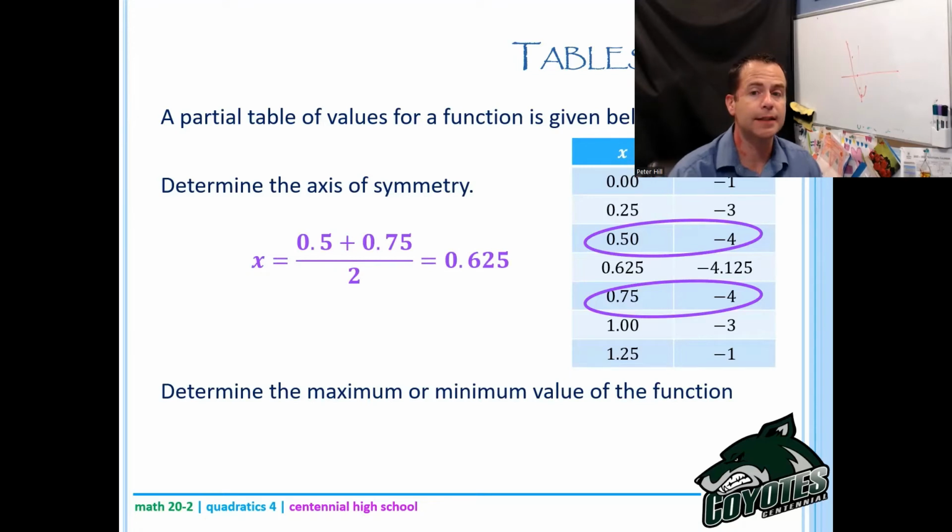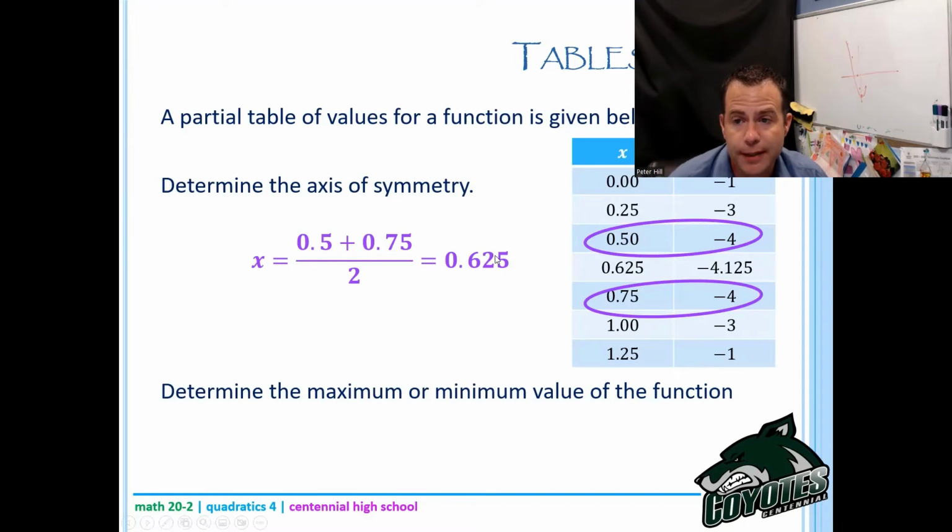So I know that the axis of symmetry is at x equals 0.625. Okay. Now I need the maximum or the minimum. Well, we know this graph was opening up, so I know I have a bottom, or a minimum, and I know it's going to be at the vertex. The y value of the vertex, and I know the x value of the vertex because that's my axis of symmetry.